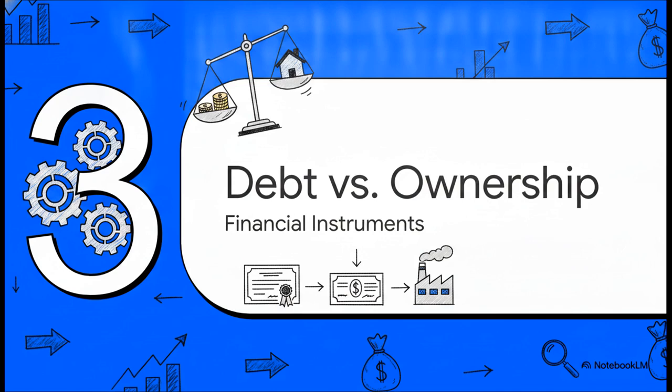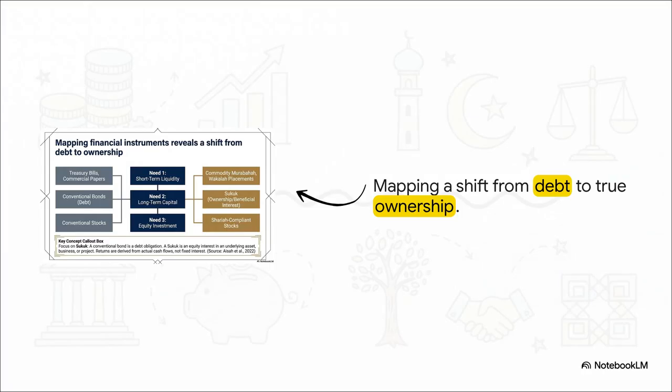Section 3. Instruments, debt versus ownership. How do these theoretical engines translate into actual financial parts we can use? If you map out these financial instruments, a major structural shift emerges right away. A shift from debt straight to ownership. Take long-term capital, for instance. A conventional bond is simply a debt obligation, right? You lend money, you get fixed interest back.